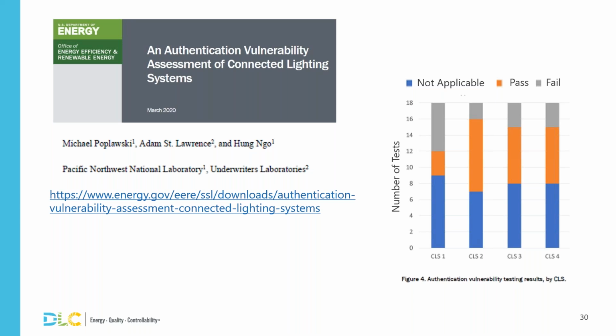The results from 4 of the systems tested are shown on the right. Basically, all 4 systems passed some of the tests in orange and failed some of the tests in gray. This report highlights the need for further development related to cybersecurity across a diverse sample of connected lighting systems, especially since they only tested authentication, which is one aspect of risk among several.